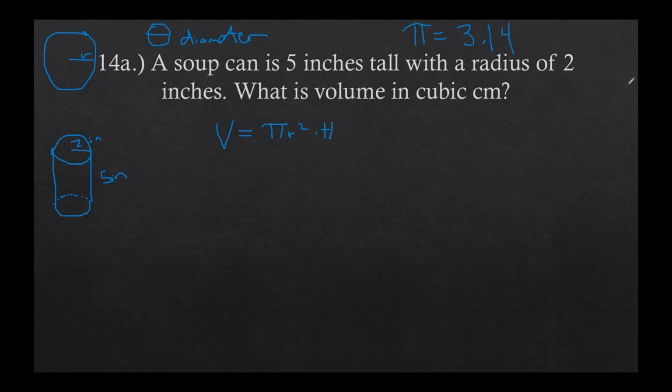So if we look at this problem, we've got pi times the radius, which is 2, squared, times the height of 5. And remember, these are all in inches. So what is pi times 2 squared times 5? Roughly 62.8. I'll take that. And what's my label?